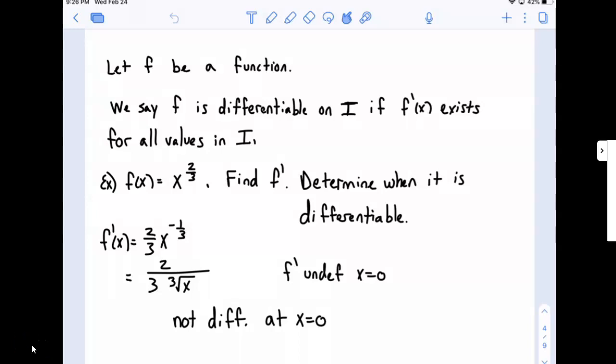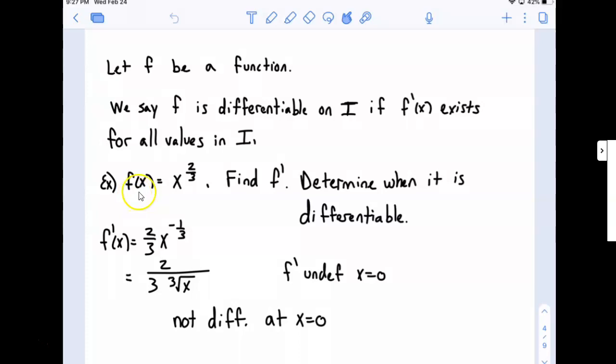Okay, in this video I want to talk briefly about this idea of what's called differentiable. So we've talked now about finding derivatives. And so we say that for any function f is differentiable on some interval if its derivative exists for every value in the interval. Every value in the interval.